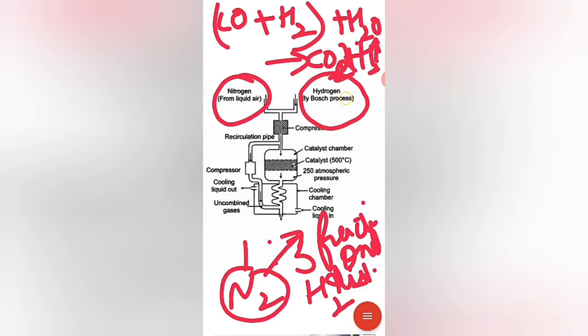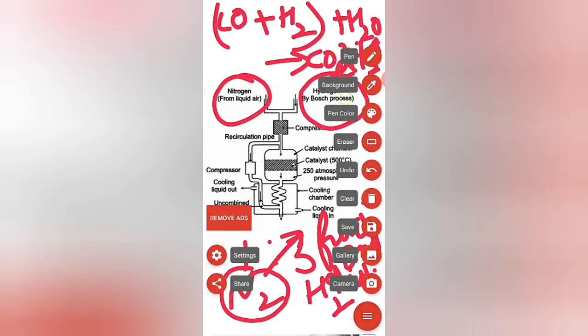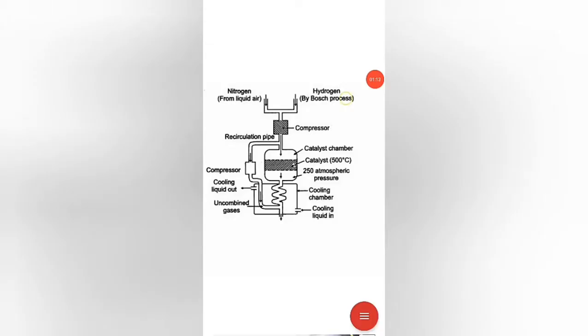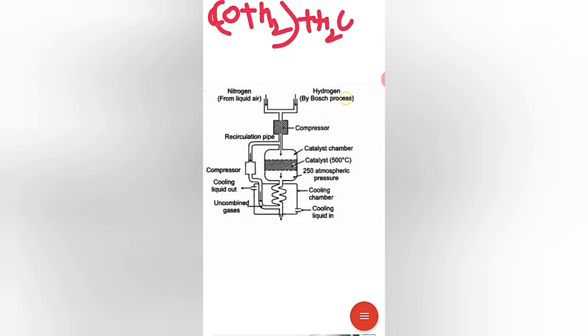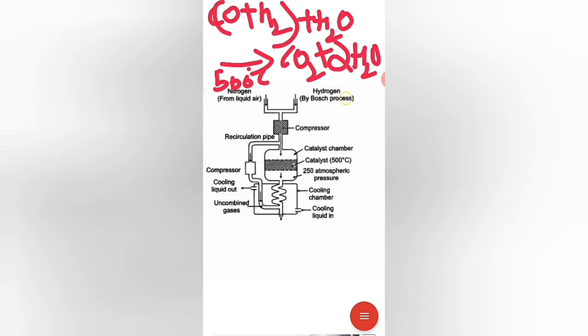I am again writing the reaction for the Bosch process. The reaction is CO plus H2, this is your water gas, plus water. Reaction conditions are iron and Fe2O3 at 500 degrees Celsius, and it will give carbon dioxide and hydrogen, upward arrow for hydrogen.